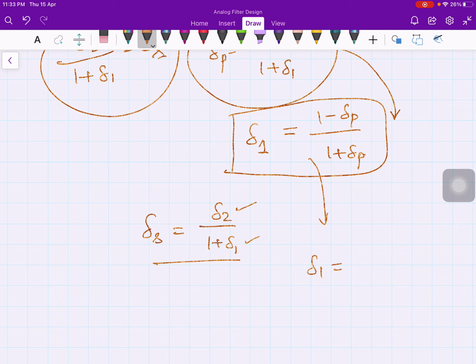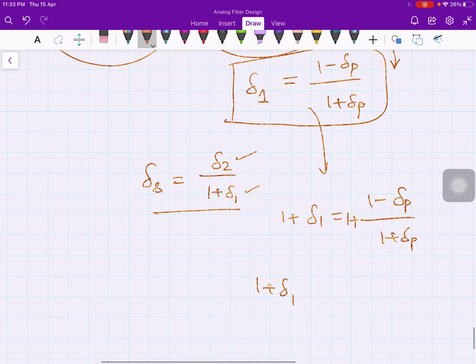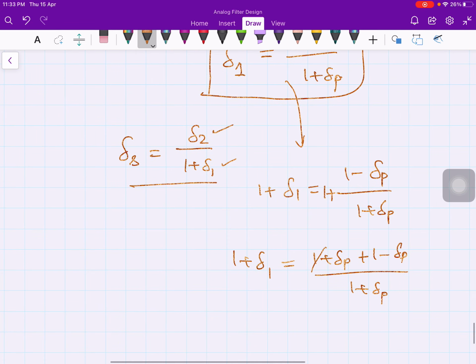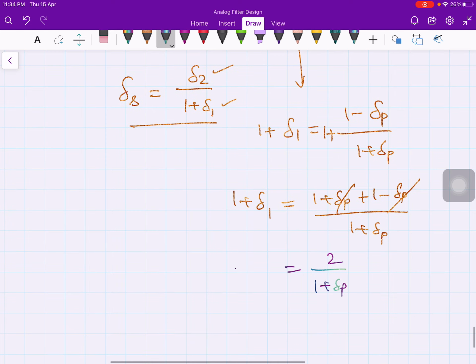Delta 1 is equal to 1 minus delta P divided by 1 plus delta P. You add 1 on the left hand side and the right hand side also you add 1. Then 1 plus delta 1 is equal to, take LCM, 1 plus delta P plus 1 minus delta P divided by 1 plus delta P. Then this delta P will get cancelled. So this is 2 divided by 1 plus delta P is equal to 1 plus delta 1, isn't it?